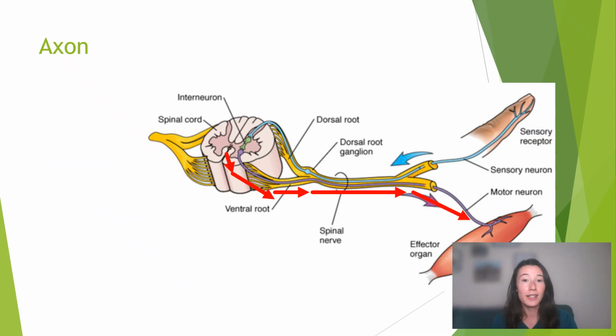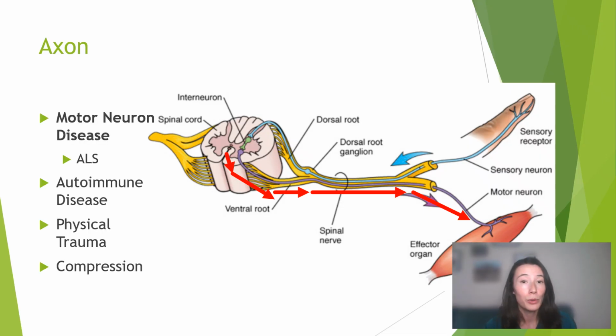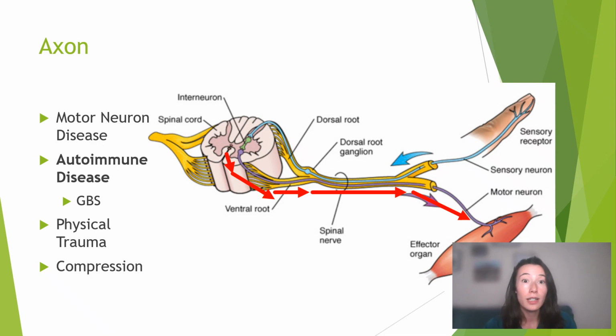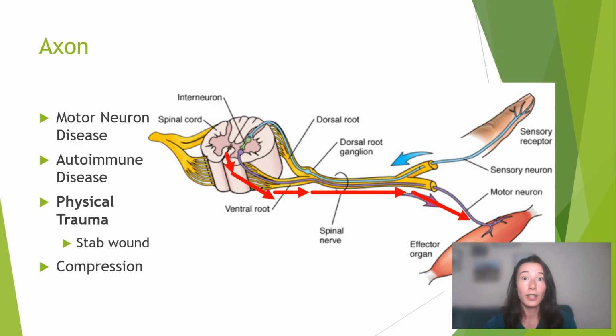Well, the only other place along a motor neuron that can be affected, causing a lower motor neuron lesion, is the axon. So let's talk about what conditions and situations might cause damage to the axon. Motor neuron diseases, people who have ALS, it affects axons. Having an autoimmune disease like Guillain-Barré, even though it affects the myelin sheaths, this is still affecting the axon, lower motor neuron lesion. Physical trauma, again, if someone happens to stab or make a lesion or laceration to an axon, it's going to result in a lower motor neuron lesion.